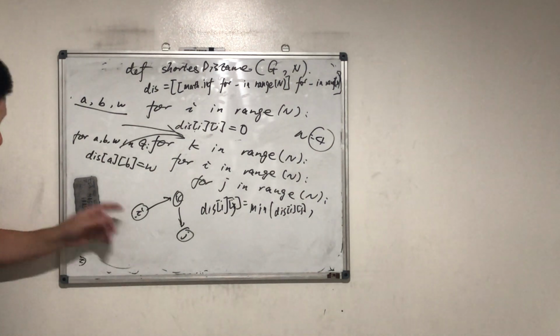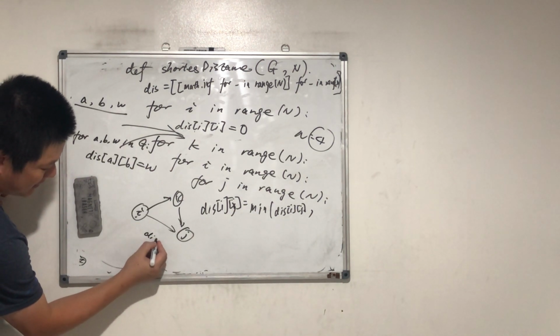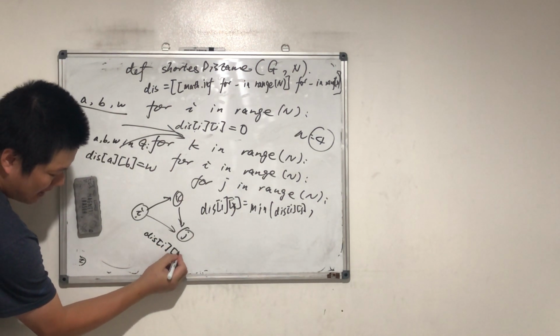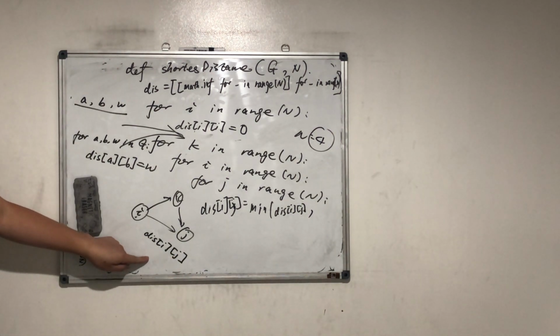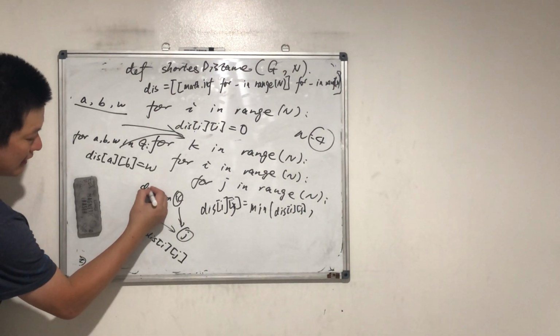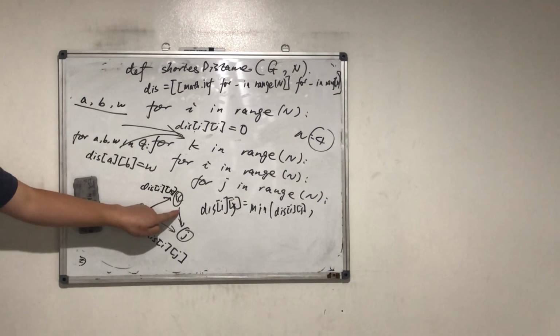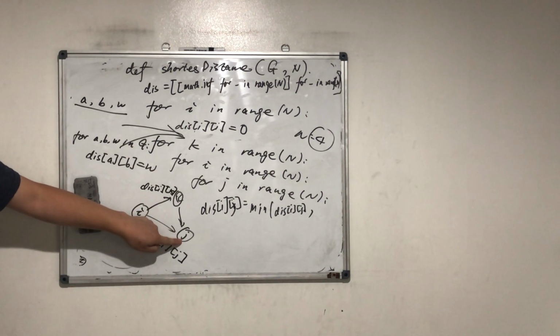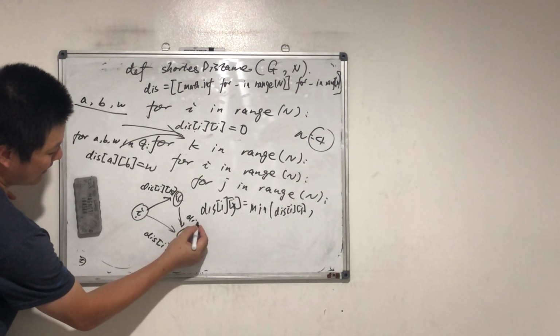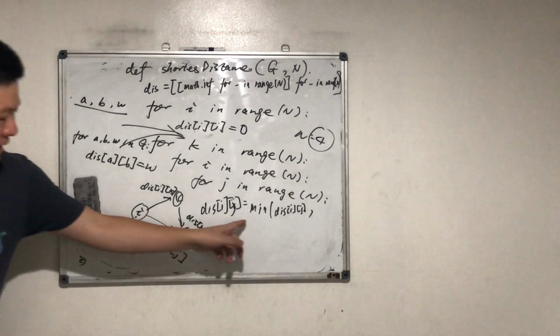We know the current I to J is this Ij, right? What's the distance between I to K? This Ik, right? What's the distance between K to J? This Kj. So how can I write this?